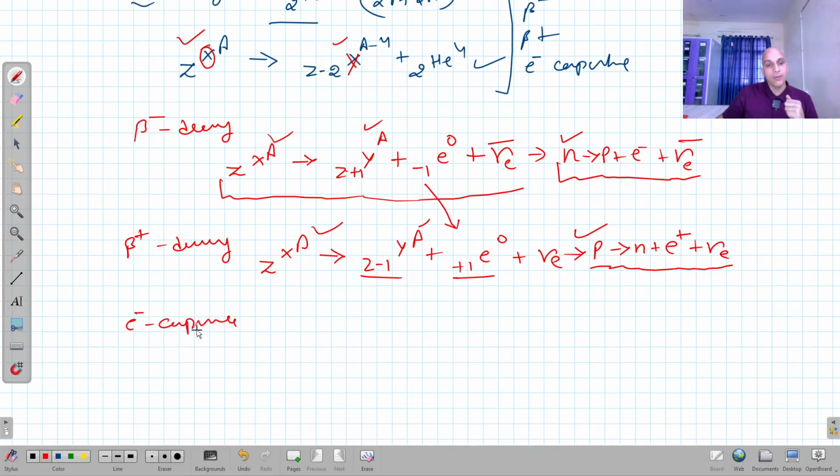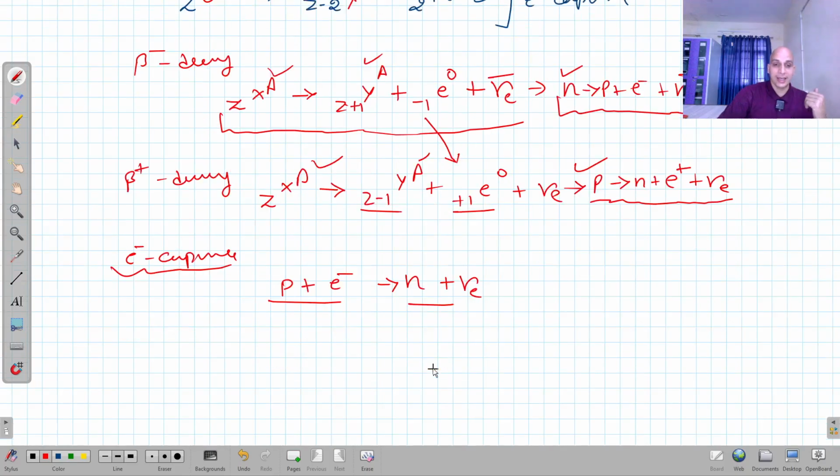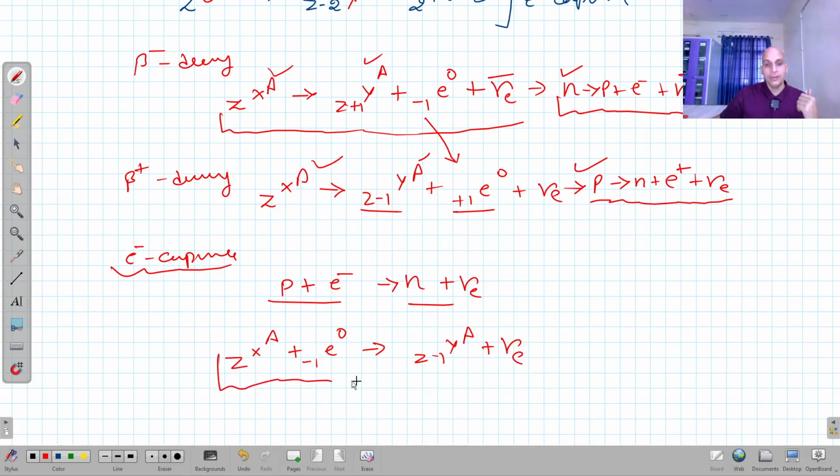In electron capture, what happens? Actually, the nucleus captures its innermost shell electron, and thereby proton plus electron converts into neutron plus a neutrino associated with the electron. So this is the process that takes place. I can write it in this way: ZXA plus -1E0 gives you Z-1YA plus neutrino associated with electron. So this is the process.